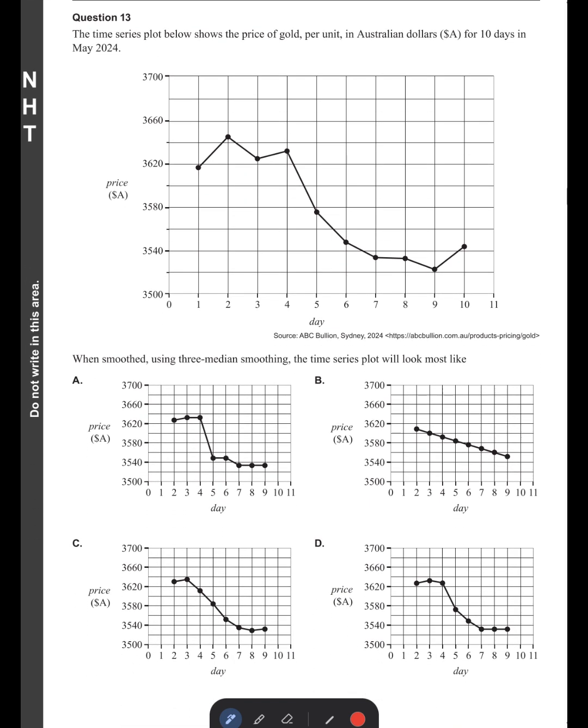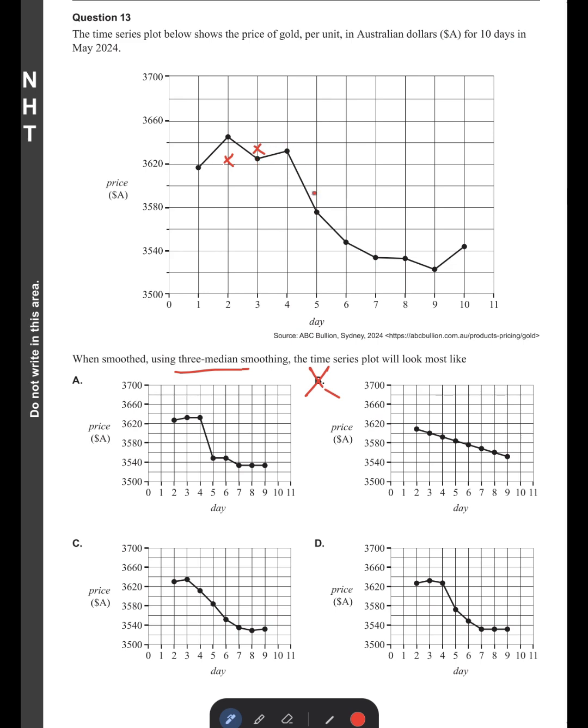All right, question 13. A time series plot shows the price of gold for 10 days. When smoothed using 3 median smoothing, the time series plot will look like this. So this one here is going to be 1, 2, 3, and the middle one's going to be there. Okay, the next one, the middle one's going to be here. So what I'm looking for is for it to go up initially. So B is definitely not going to be correct, but the others potentially could be because they go up.